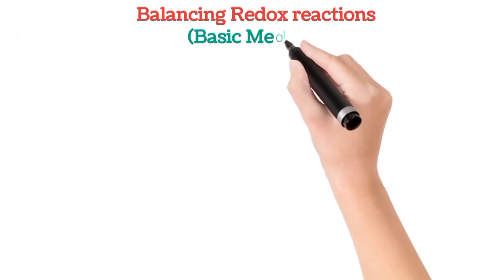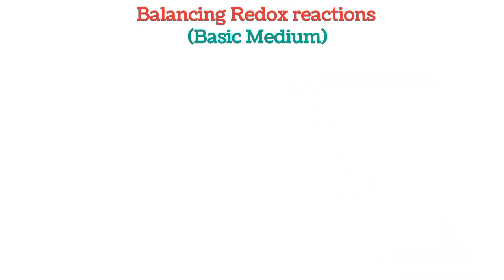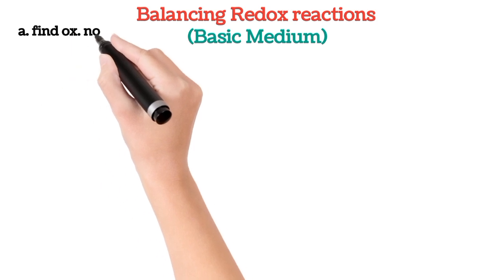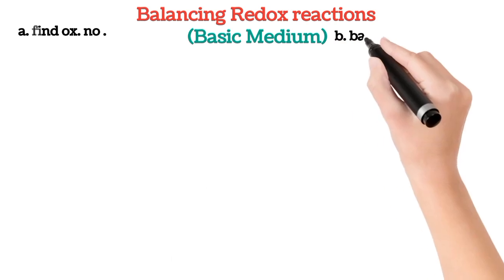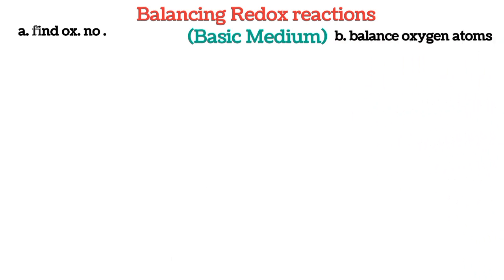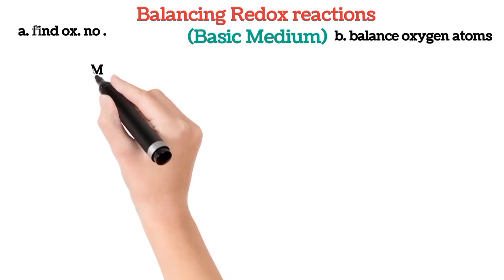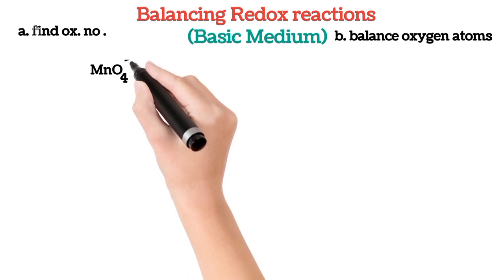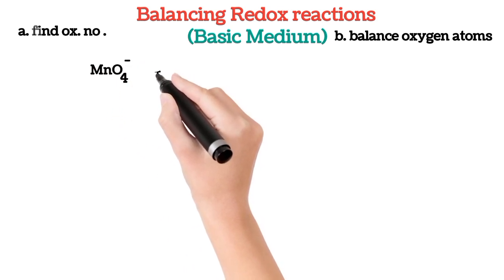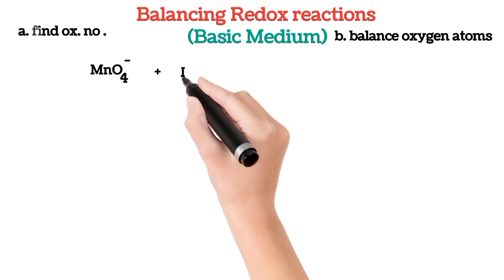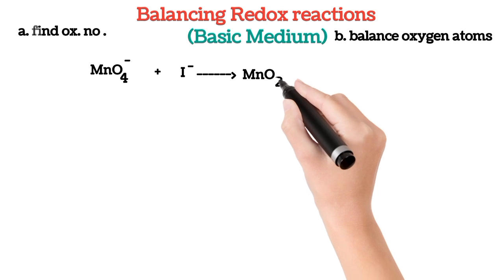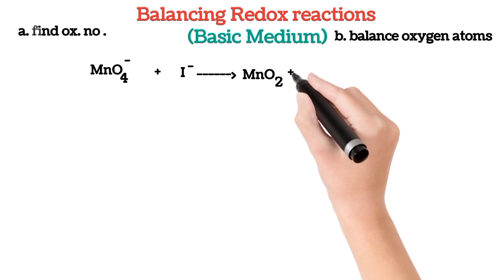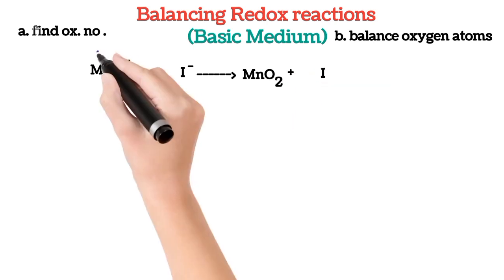Now let's balance a redox reaction in basic medium. First, we're still going to find the oxidation number of elements with variable oxidation state, and then we'll balance the oxygen atoms. So we'll have the permanganate ion MnO4 minus plus iodide ion, that is I minus, to form MnO2 plus iodine molecule.